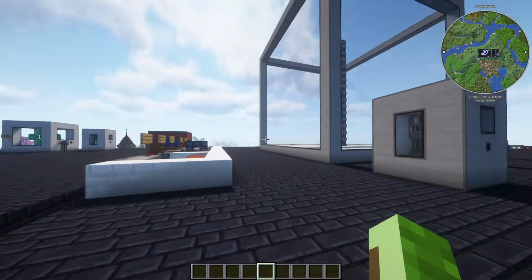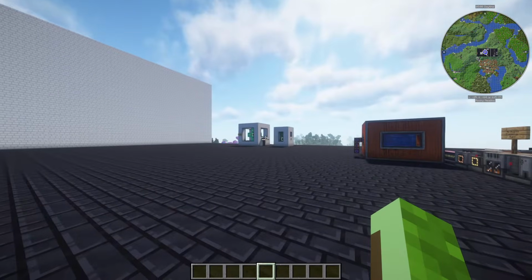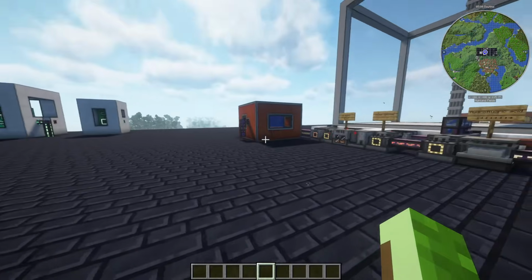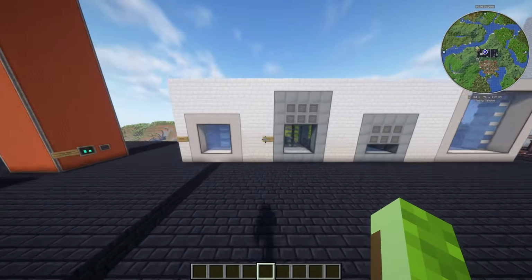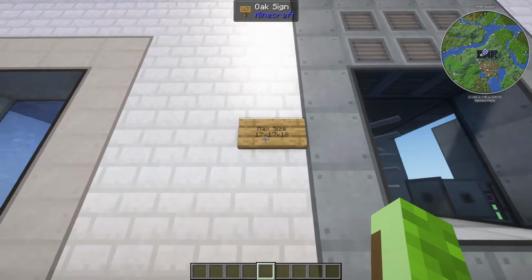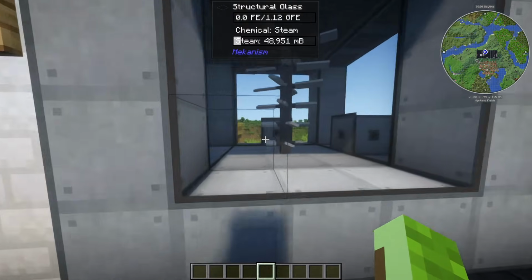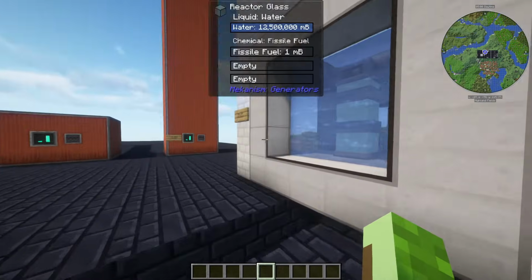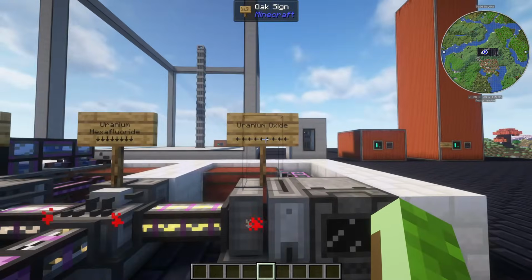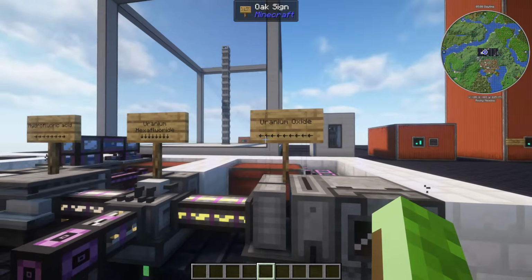Now, for most other multi-blocks, like the Induction Matrix, which we'll talk about later, and also like the Industrial Turbine, everything can be resized. So real quick, let's look at the Industrial Turbine, and as you can see, the max size is 17 by 17 by 18 because it needs a center, whereas the nuclear reactor is 18 by 18 by 18.